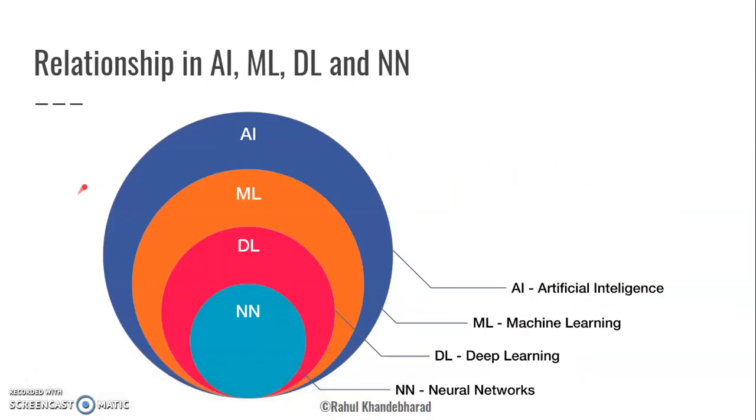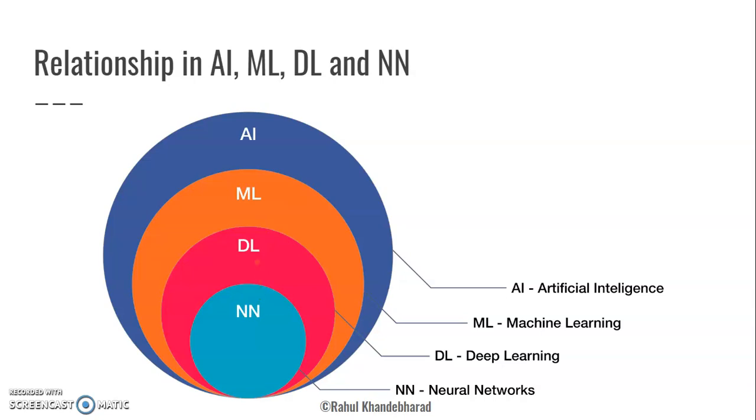Here, this diagram shows the relationship between AI, ML, DL, and NN. When I was a child, I was really fascinated by all these new technologies, that is artificial intelligence, machine learning, deep learning, and neural networks. As you can see in this diagram, it is a diagram of sets. So you can easily say that machine learning is a subset of artificial intelligence, deep learning is a subset of machine learning, and neural network is a subset of deep learning.